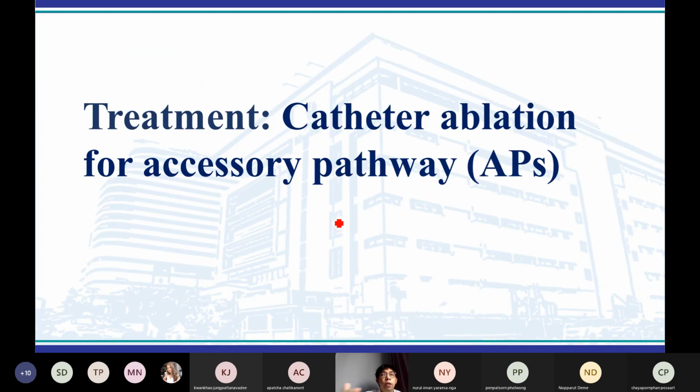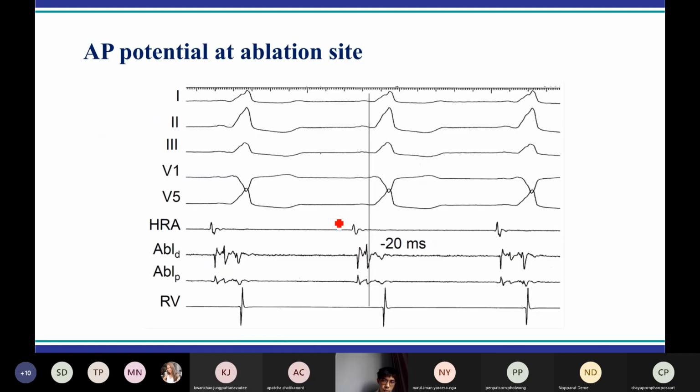So those are the electrophysiologic properties and the maneuvers used for differential diagnosis between AVRT and AVNRT, or to determine whether there is any accessory pathway in the patient or not. If we have already confirmed that the patient has an accessory pathway, we would go on to the ablation or the treatment, which is the definitive treatment of the accessory pathway.